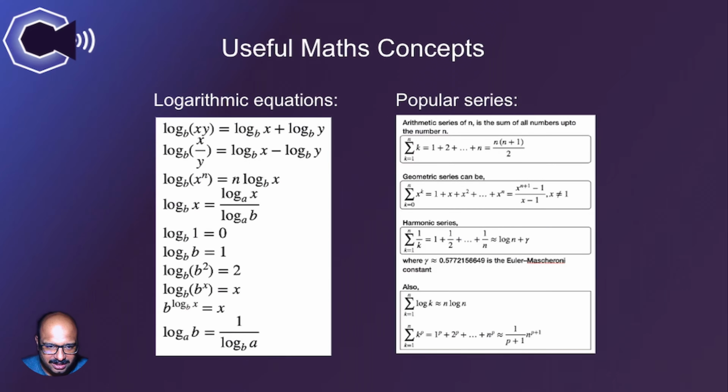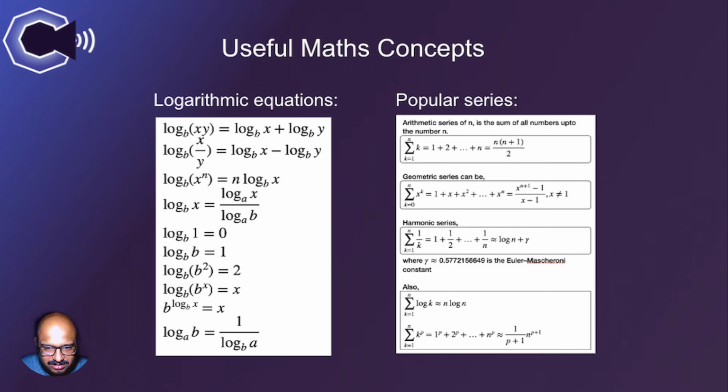Let's start with logarithms. Logarithms are inverse operations of exponentials, just like subtraction is the inverse operation of addition, or taking a square root is the inverse operation of squaring. The four basic properties of logarithms are listed on the left. Log xy to the base b will be equal to log x plus log y. Log x divided by y will be equal to log x minus log y, and log x raised to n equals n log x. Similarly, log x to the base b can be represented as log x to the base a divided by log b to the base a.